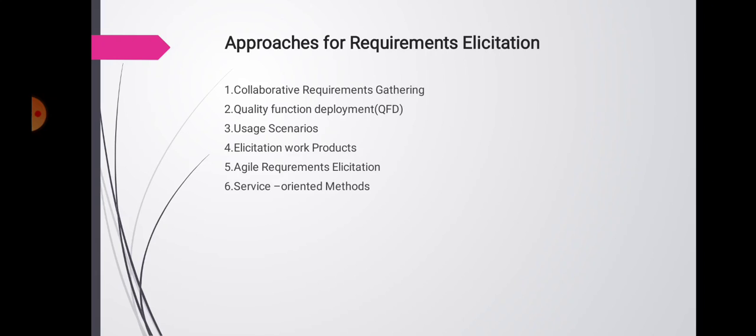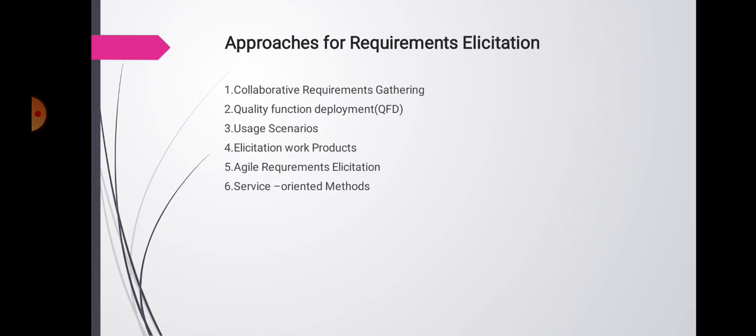Then third is usage scenario. As requirements are gathered in requirement gathering, an overall vision of the system's functions and features begins to materialize. However, it is difficult to move into more technical software engineering activities until you understand how these functions and features will be used by different classes of end users.